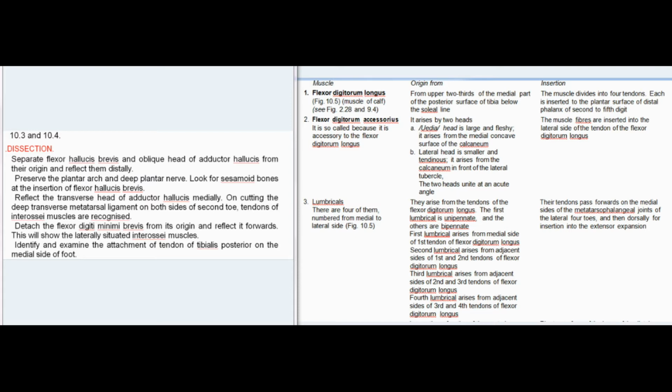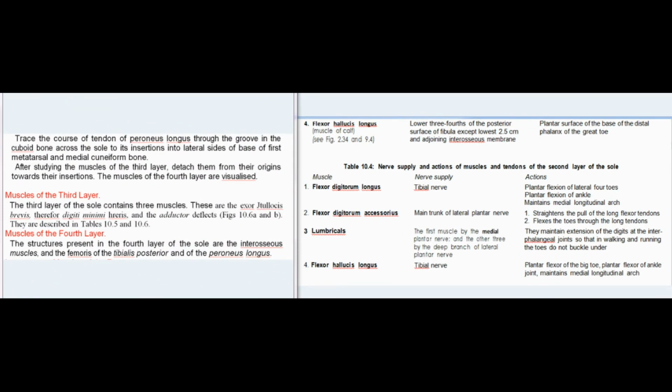Identify and examine the attachment of tendon of tibialis posterior on the medial side of foot. Trace the course of tendon of peroneus longus through the groove in the cuboid bone across the sole to its insertions into lateral sides of base of first metatarsal and medial cuneiform bone. After studying the muscles of the third layer, detach them from their origins towards their insertions. The muscles of the fourth layer are visualized.